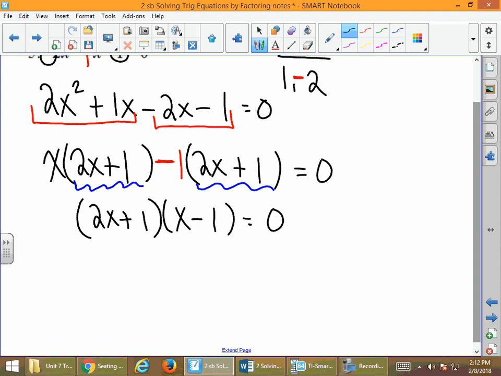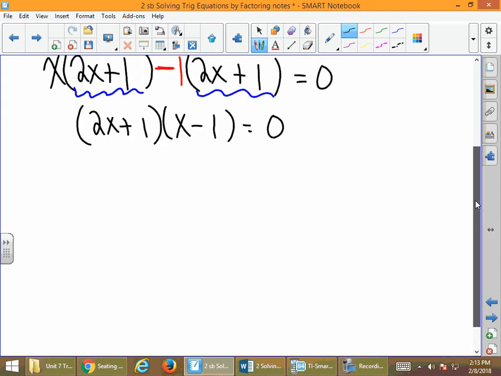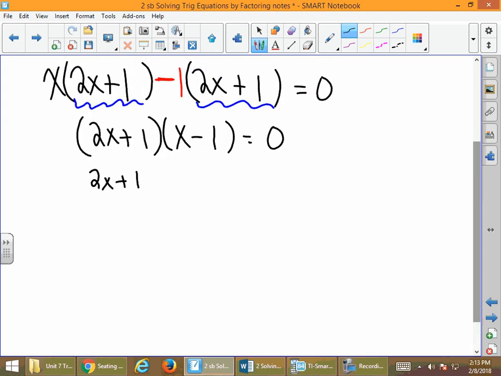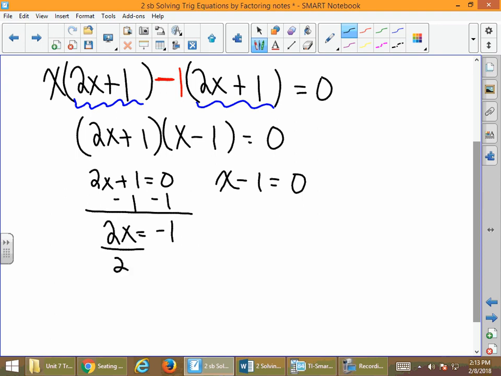We've split the middle, but ultimately our goal now is that we want to solve. And once again, I hope that you can tell me that x equals negative 1/2 and x equals positive 1 without doing any work. But if you have to do some more work, there's nothing wrong with that. 2x plus 1 equals 0 and x minus 1 equals 0. We subtract 1 from both sides, and we get 2x equals negative 1. Divide both sides by 2, and x equals negative 1/2. On the other factor, not quite so difficult. We're going to add 1.